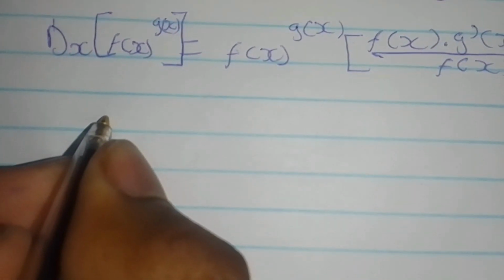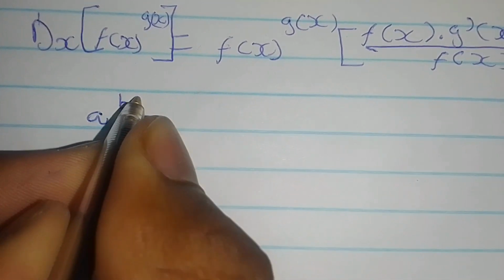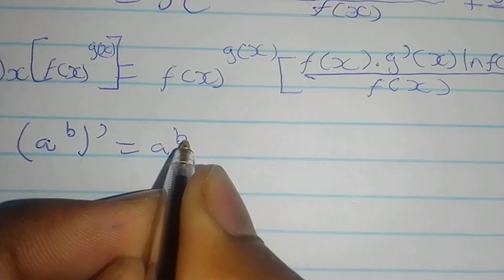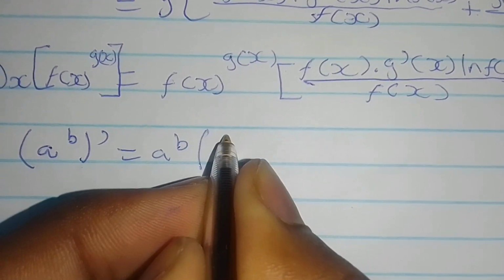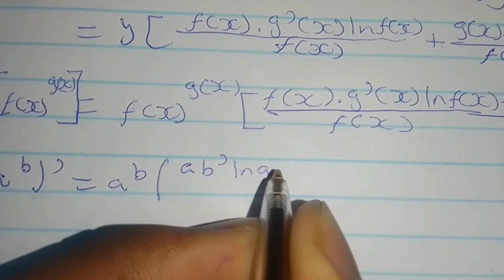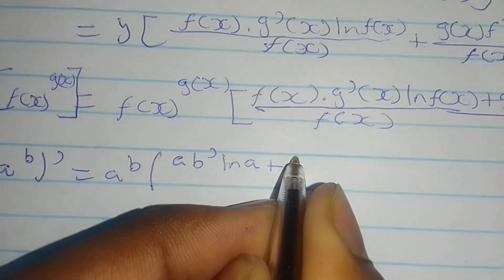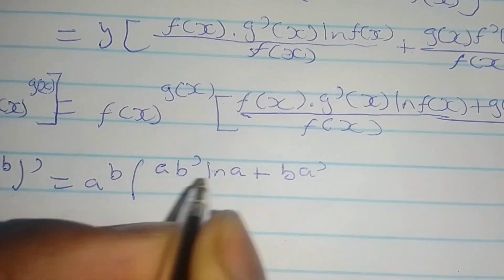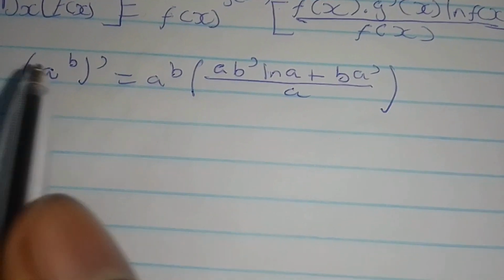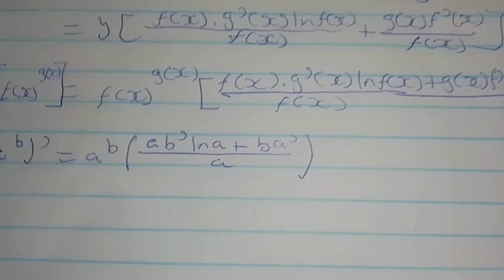How you can memorize this is you can say, if I'm deriving a to the power b, this is going to be a to the power b over a, multiplied by a times b prime times the natural log of a, plus b multiplied by a prime. That's how you can memorize this, because with a and b, it just makes everything shorter.